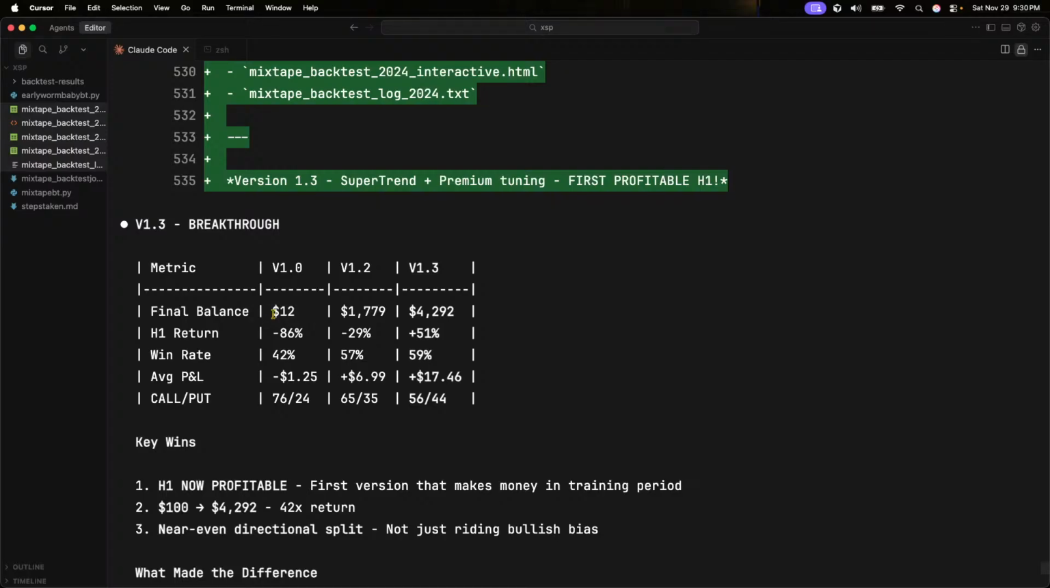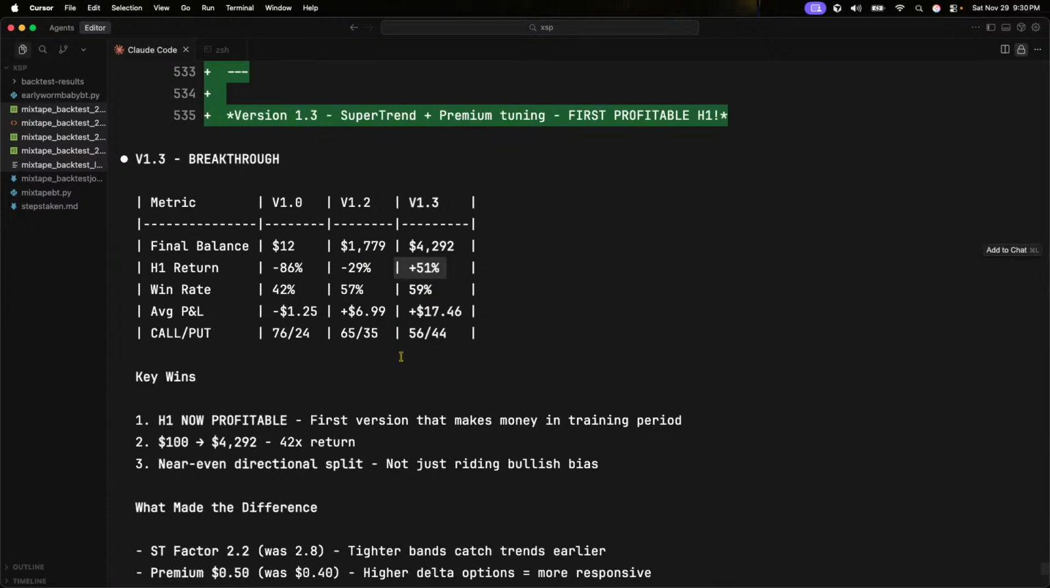All right, so y'all see the progression, right? Went from $12, laughable, to 1,700. Now we're at 4,200, right? H1, negative 86, negative 29. Now we finally made $51. Win rate, 42, 57, 59. Look at this, negative $1. Now we're making like $7. Now we're at 17, a little bit more. Plottable, all right. Calls, okay. A little bit more parity.